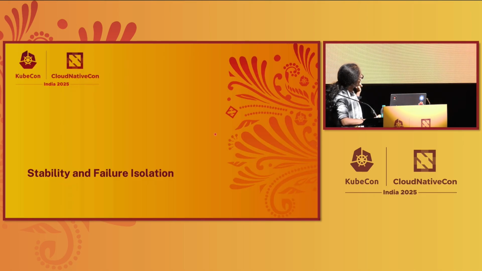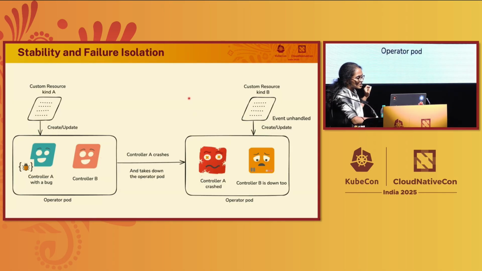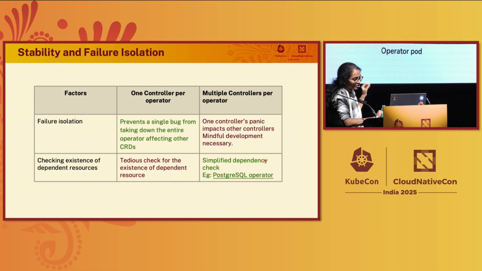Coming to the next part of the discussion, stability and failure isolation. Here I've taken a simple example. Let's say you have two controllers within an operator pod, and one of them has a critical bug. You create your resource or maybe update your resource, and controller A crashes. At that time it can take down your whole operator pod, and when you create a custom resource of kind B, which is for a different controller, it won't be able to respond. It goes unhandled.